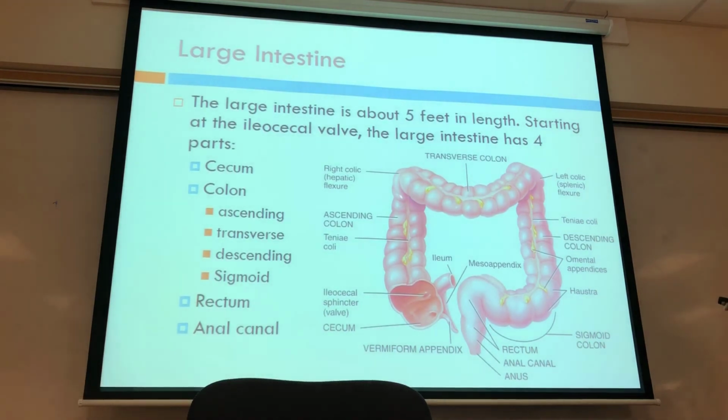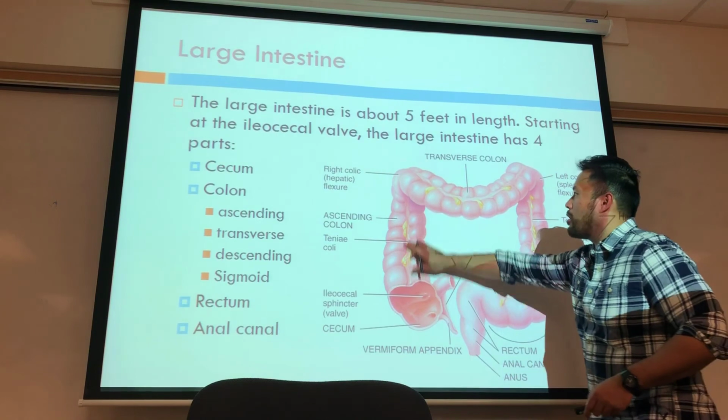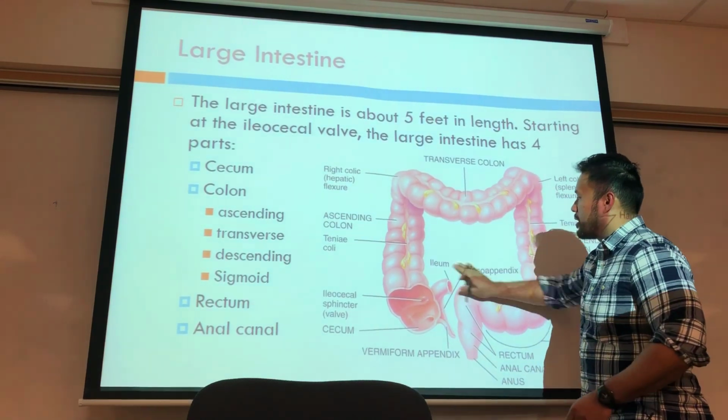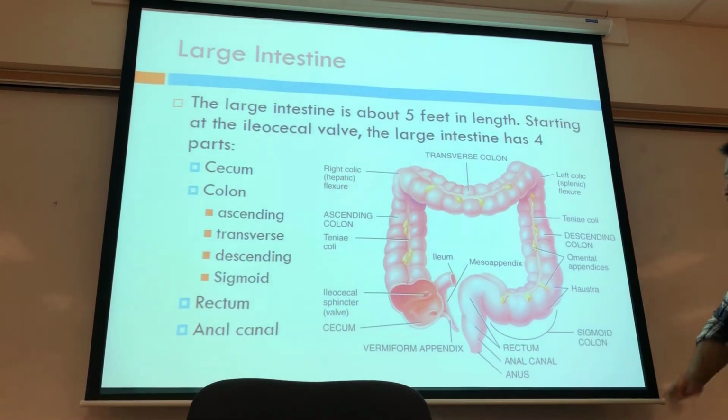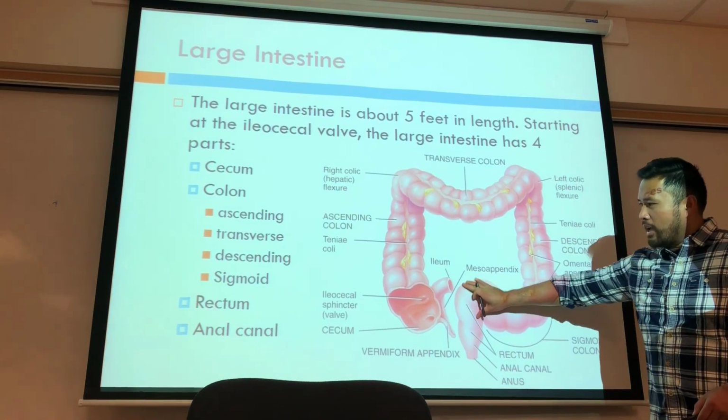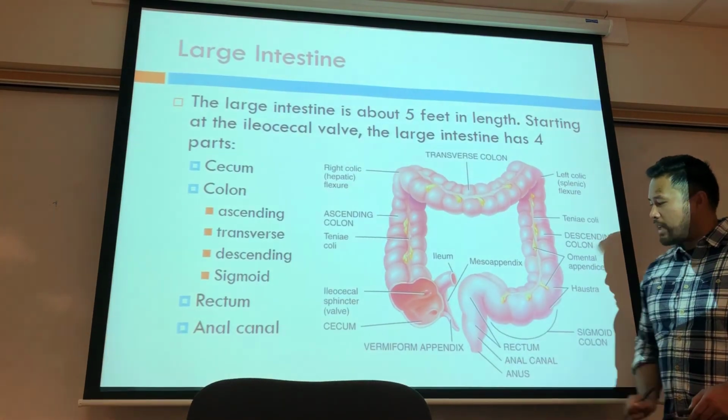We'll see the ascending colon, the transverse colon, and then the descending colon. So this is wrapping all around the cavity for the small intestine. The sigmoid colon will wrap around, and the last piece we'll talk about is the rectum as well as the anal canal.